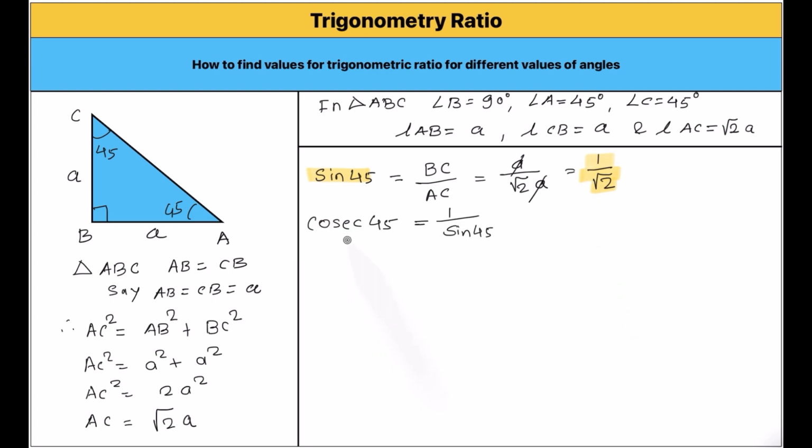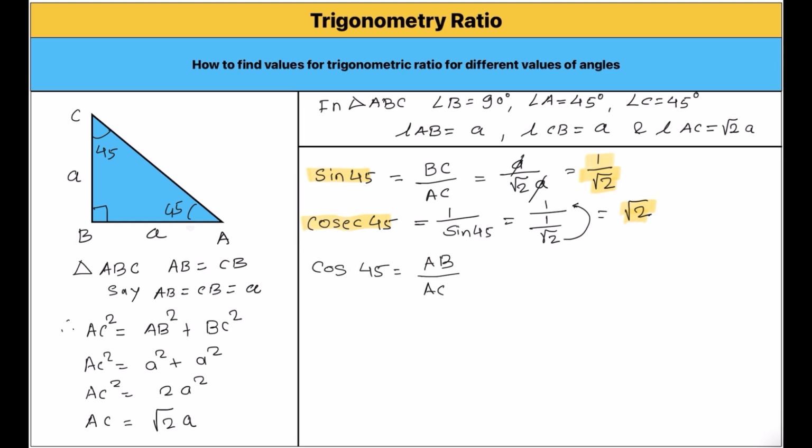Cosec 45 is 1 upon sine 45. So 1 upon 1 upon square root 2. Simplifying this, square root 2 goes into the numerator. So remaining is square root 2 upon 1, nothing but square root 2. So cosec 45 is square root 2.